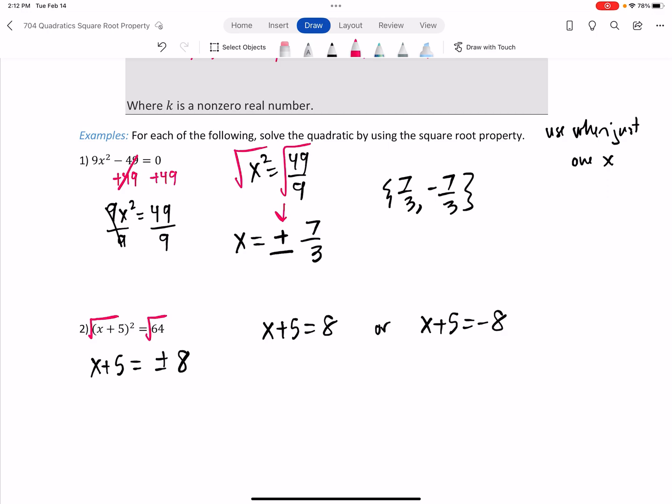I'm going to solve them the same way, but they're going to give me slightly different answers because I'm subtracting 5 from a positive number or from a negative number. So 8 minus 5 gives me 3, negative 8 minus 5 gives me negative 13. So this equation has two solutions as well, 3 and negative 13. So notice that that positive or negative, the square root property part, comes in immediately when you take the square root, not at the end of your solution.